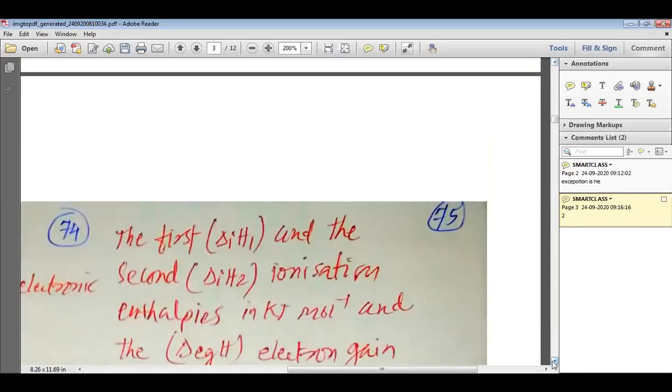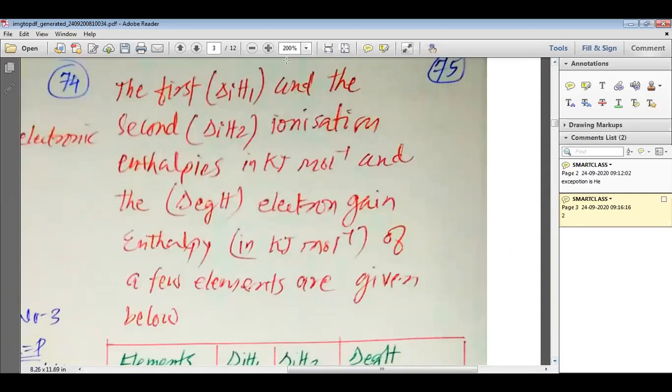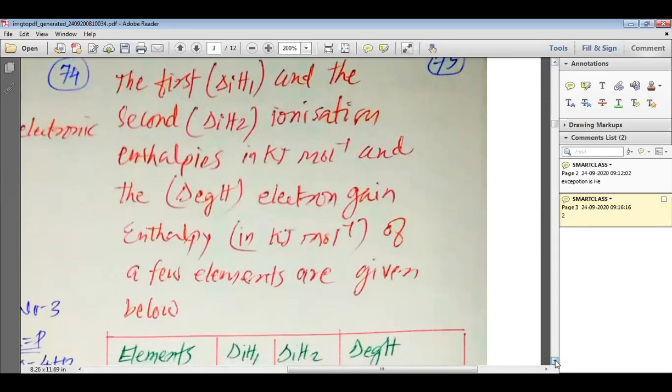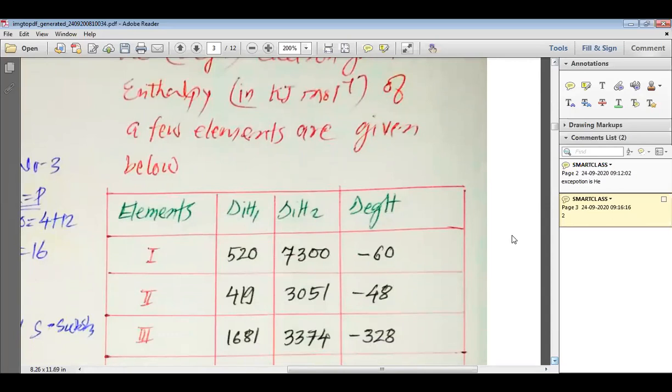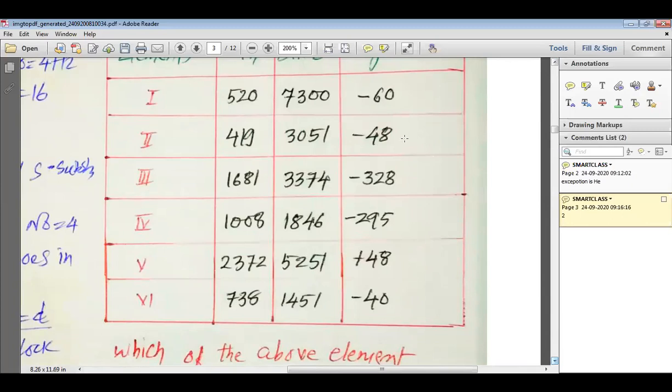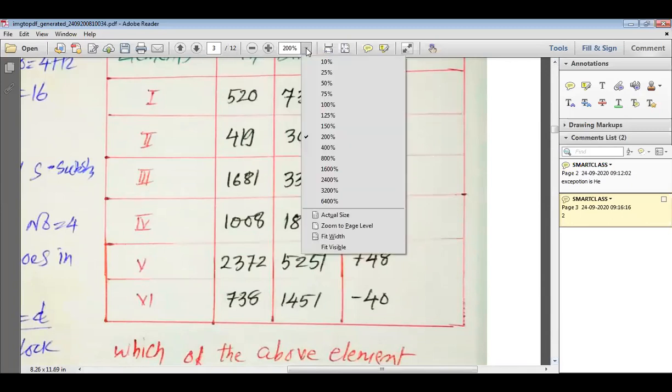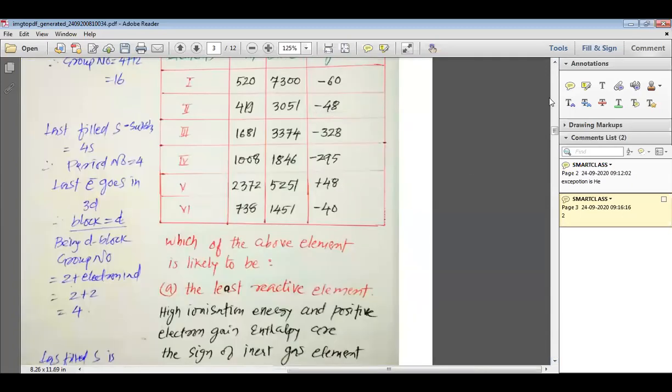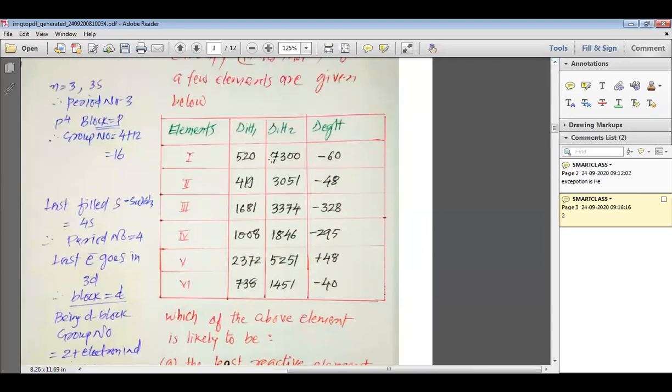Now we have the next question to understand. The first ionization enthalpy and the second ionization enthalpy in kilojoule per mole, as well as the electron gain enthalpy in kilojoule per mole of a few elements are given below. You can see here there are a few elements given. So we are given the various elements and their values of ionization enthalpy as well as the other values. Let's look at this once again. We have element number 1, which has the first ionization enthalpy 520, whereas the second ionization enthalpy is 7300. The electron gain enthalpy is minus 60.